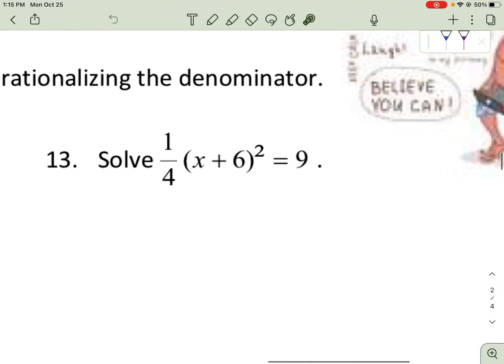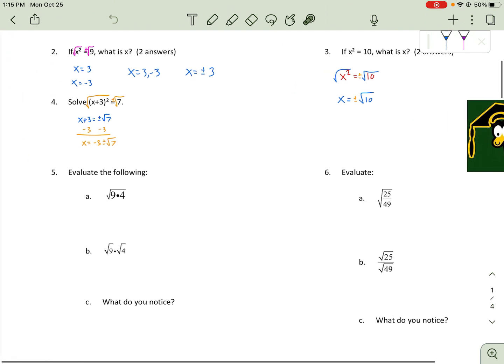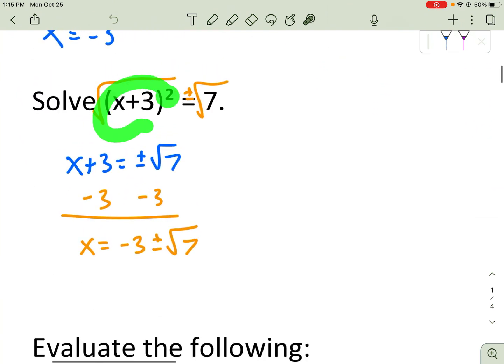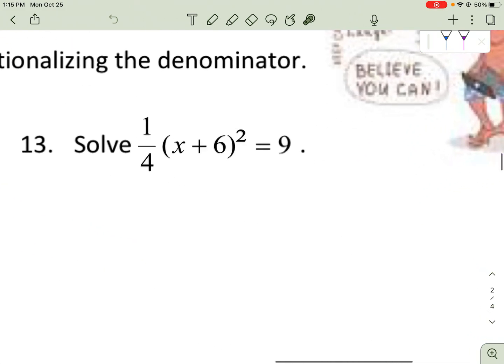And now what's being squared here is this whole thing. So we got to get this thing by itself, which is then going to make it look like problem number 4. So we're trying to make it look like problem number 4. So we got to get rid of these extra numbers first. In this case, there's just this number. We got to get rid of the 1/4.